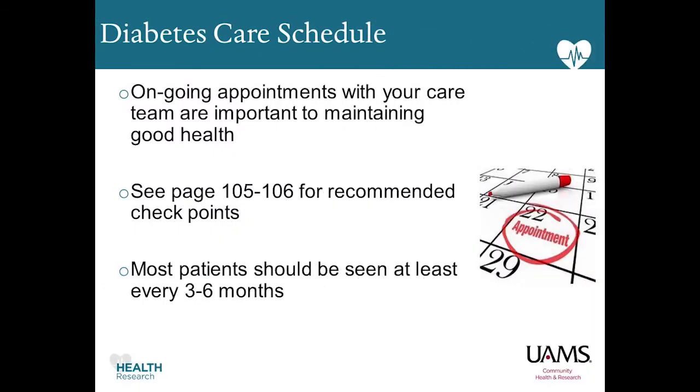We also should have a diabetes care schedule, and ongoing appointments with your care team are important in maintaining good health. On page 105 and 106 in your book, it is recommended typically that patients should be seen at least every 3 to 6 months. It also shows what types of tests should be done at those visits.